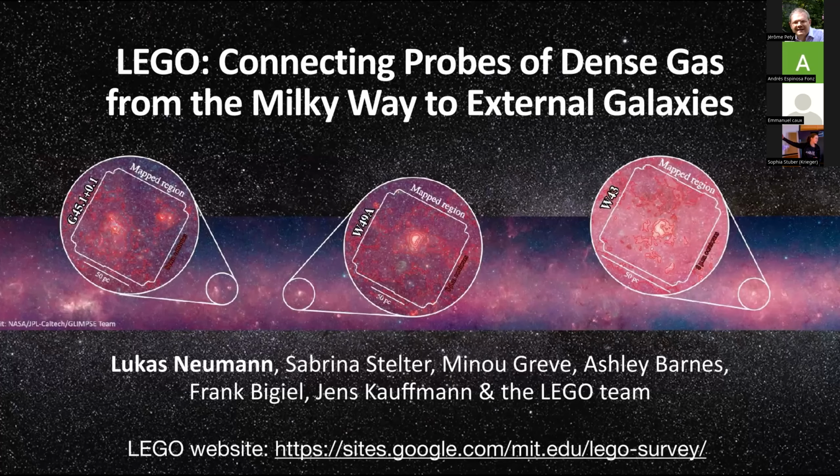So Jens presented already the survey, and here in my talk, I want to talk about these three regions that are part of the LEGO survey. And those are the three most massive star-forming regions. One of them was already presented yesterday in a talk by Frédéric Mott, W43. The other one is W49A, also a very well-known massive star-forming region in the Milky Way, and maybe a bit less known, G45, but there's also a lot of star formation happening there.